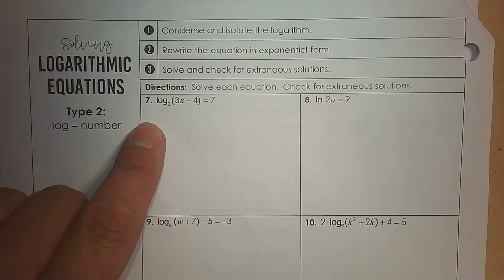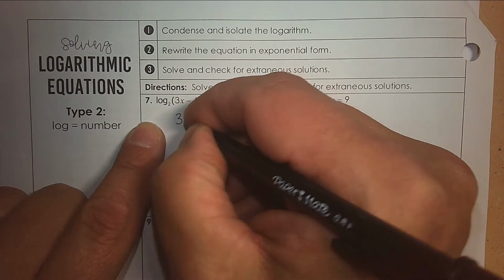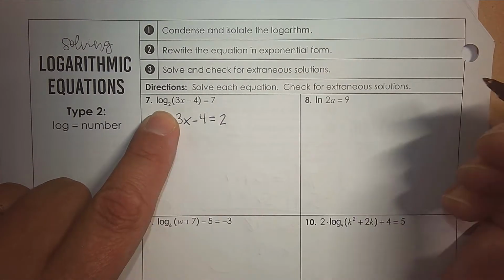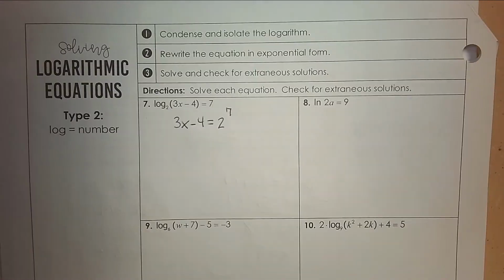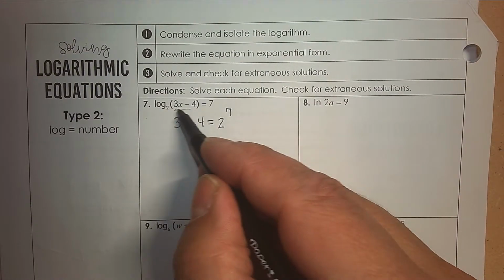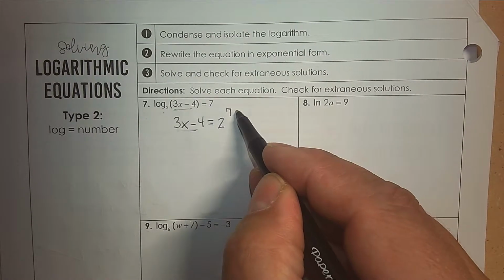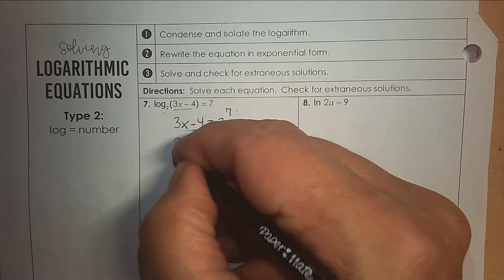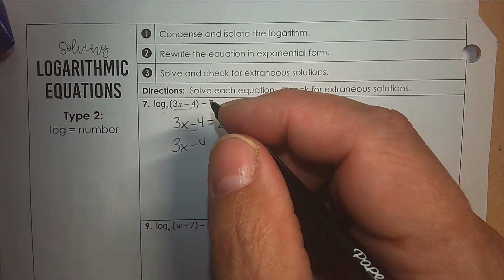Hey, do you know how to write this as an exponential? Yes, you do. Hey, what's inside the logarithm? 3x minus 4. What's the base? 2. And what's the exponent? 7. So I'm going to write down what's inside the logarithm, and then the base and the exponent. 2 to the 7. You know what that is? I think it's 128.